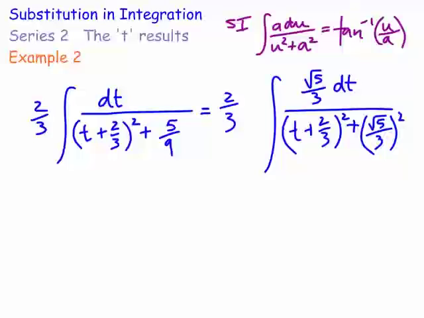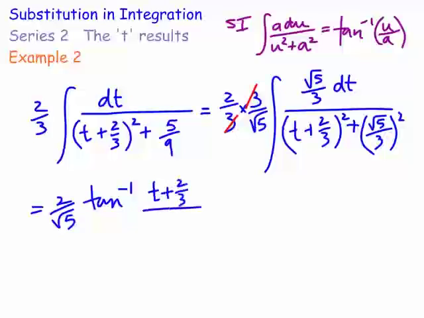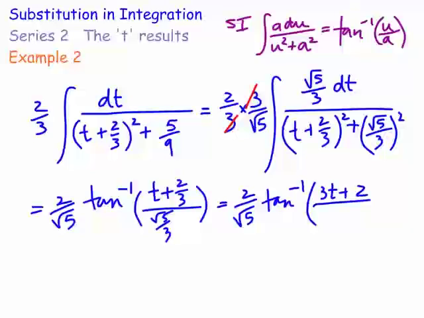So back to what it originally was, I need to multiply the front by the reciprocal, 3 over root 5. You can see here I would just cancel the 3's, and this would now give me 2 over root 5. Now applying the standard integral, it's in standard form, so it should be just inverse tan of u, which would be t plus 2 over 3, all over a, which is root 5 over 3. I can simplify this slightly by multiplying the top and bottom by 3, and this should be equal to 2 on root 5 tan to the minus 1 of 3t plus 2 all over root 5.